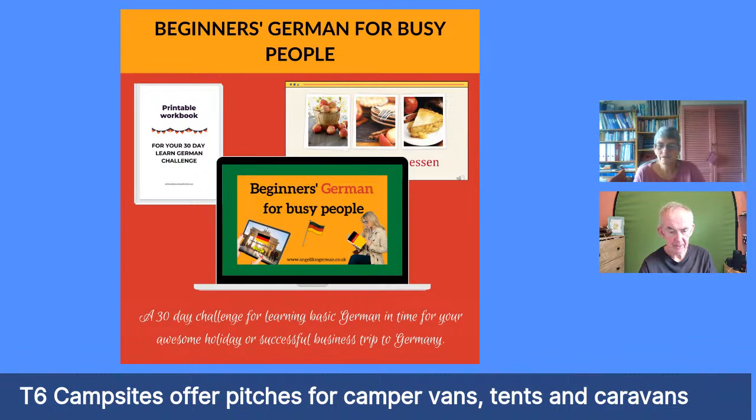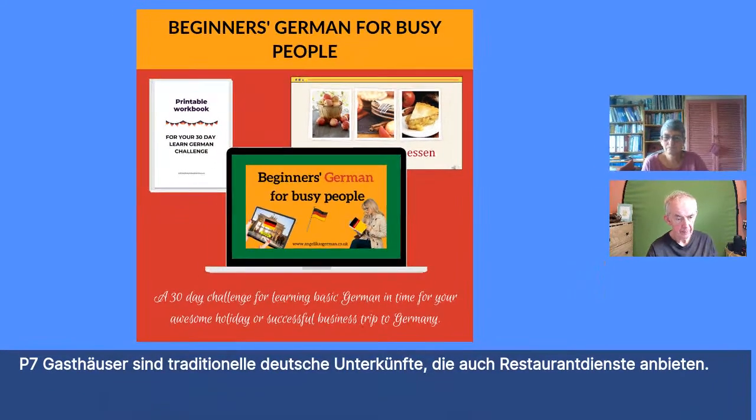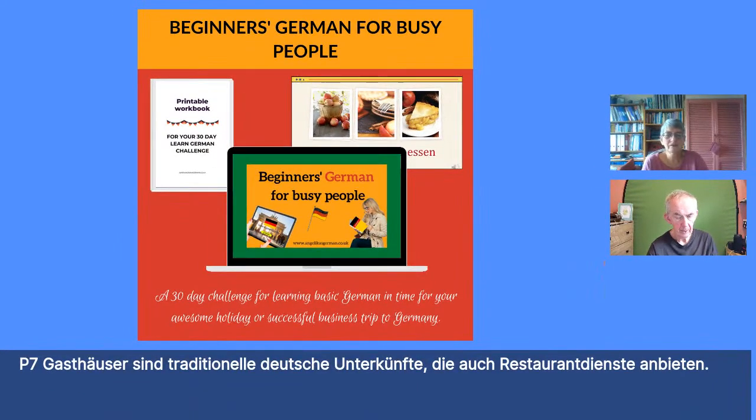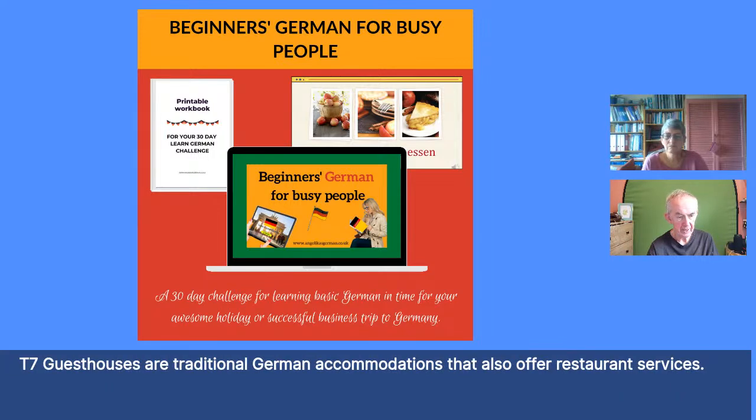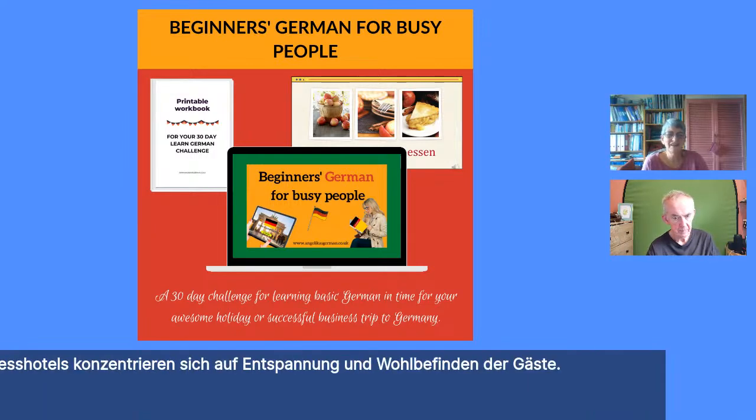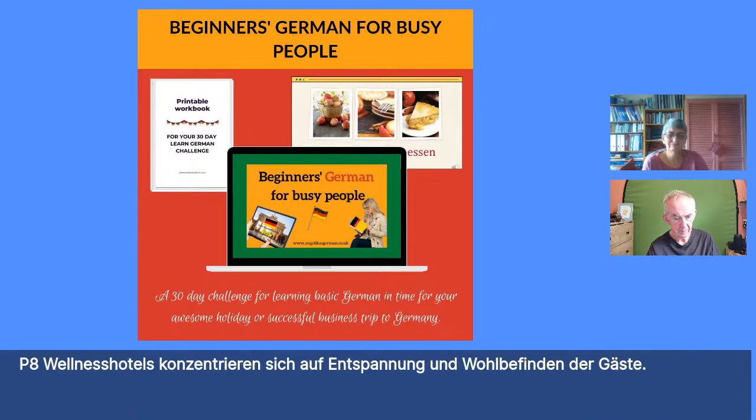Phrase 7. Gasthäuser sind traditionelle deutsche Unterkünfte, die auch Restaurantdienste anbieten. And the translation is, guest houses are traditional German accommodations that also offer restaurant services. I could have also translated it as an inn or inns, but I don't know. So inns, guest houses, yeah.